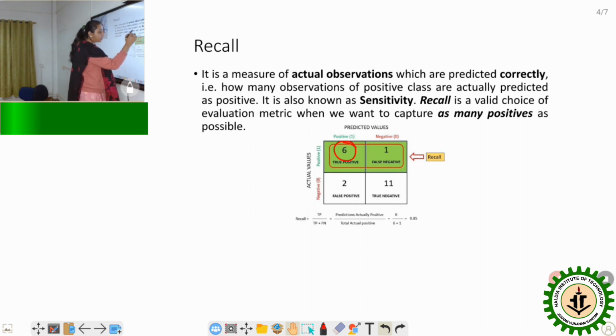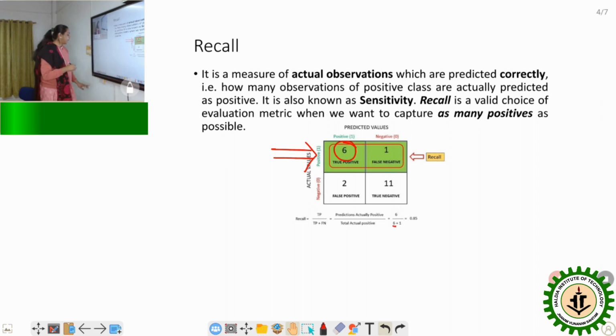And how many total actually positive values are there? Actually positive values means this 6 plus 1. That's why 6 is written in the numerator and in the denominator we have 6 plus 1. So we have 0.85.